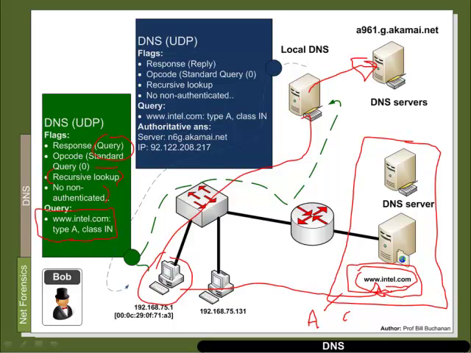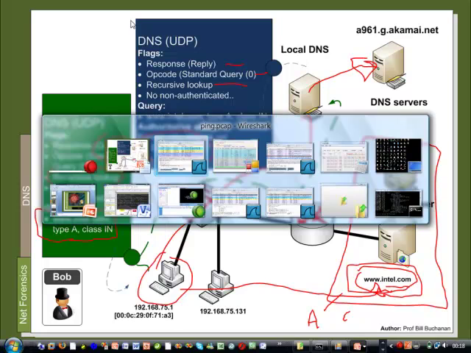The reply that comes back then has the flag of reply, of a standard query, defines whether it was a recursive lookup, and it will give the IP address that it's found and the server it found it from. So let's have a look at an example of this.